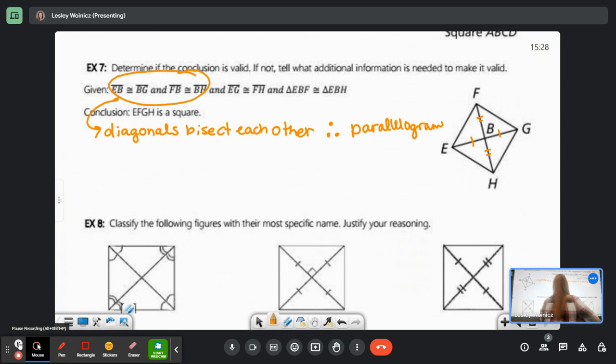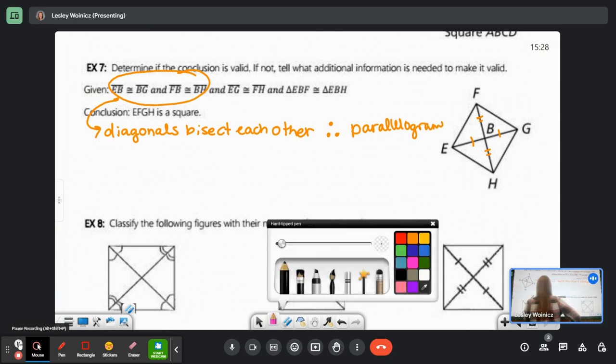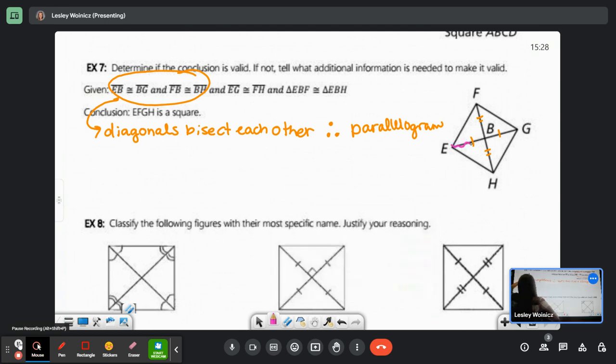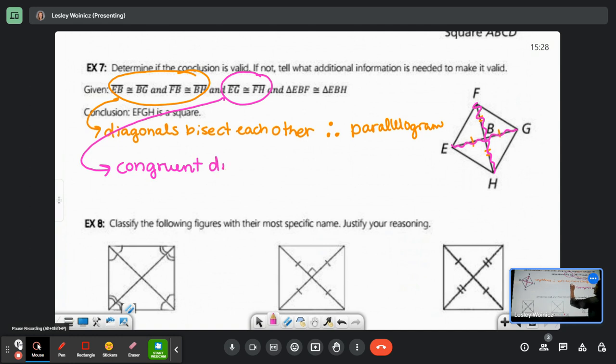Okay, what else we got? All right, we know that EG is congruent to FH. EG is congruent to FH. So it looks like I have congruent diagonals. What does that mean? It's a rectangle. Good. Therefore, it's a rectangle.